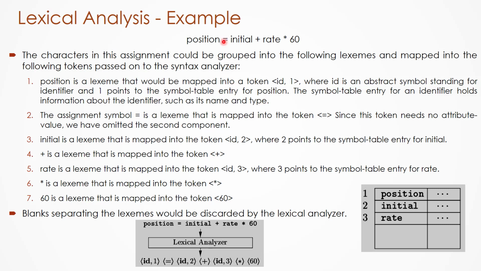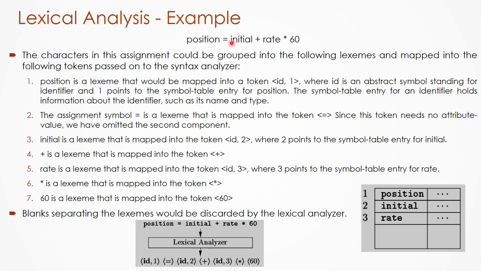So next meaningful character sequence is equal to. The assignment symbol equal to is a lexeme that is mapped into the token equal to. Since this token needs no attribute value, we have omitted the second component. So here equal to is also considered a token. Since it is an operator, no need to insert it in the symbol table. So we didn't have the second component.